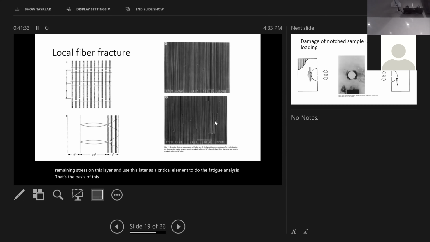So basically, the evidence shows that the 0 degree layer, the critical layer, undergoes a small amount of damage every time a little crack hits it, and this accumulates over time. So you're losing its strength little by little.